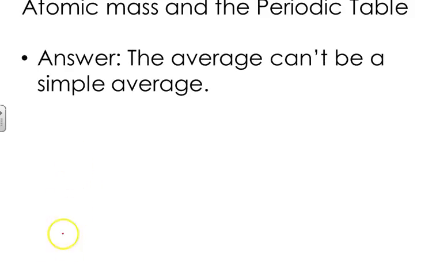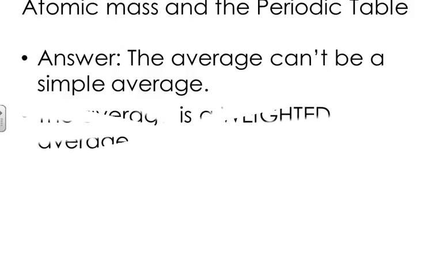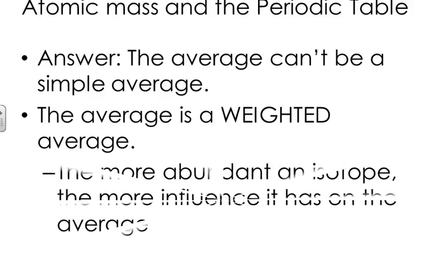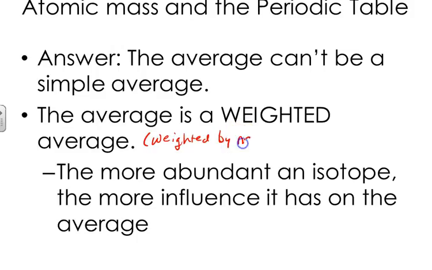The answer is that the average is not a simple average. It's actually a weighted average, very much like weighting your grades, where a test counts more than a quiz, which counts more than a homework. So the more abundant an isotope is, the more influence it has on the average. So it's a weighted average, weighted by natural abundance.